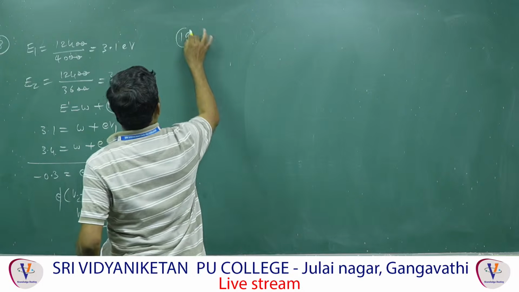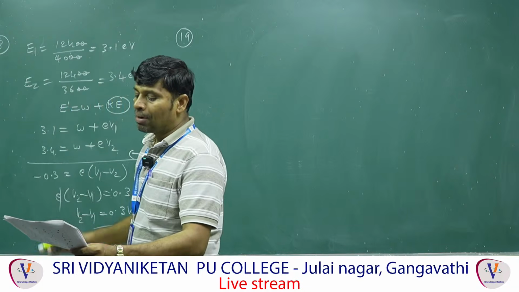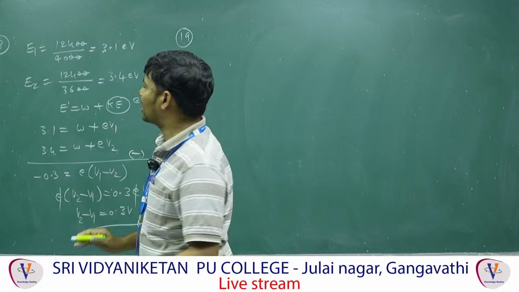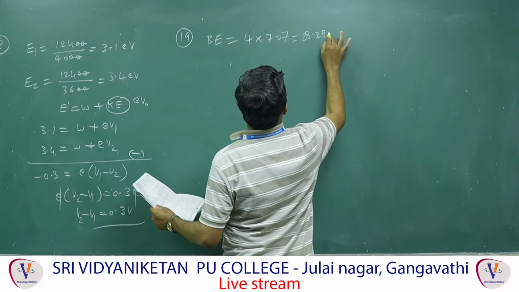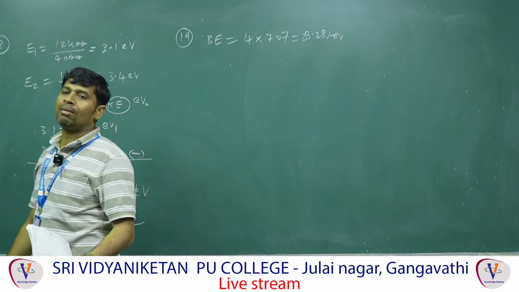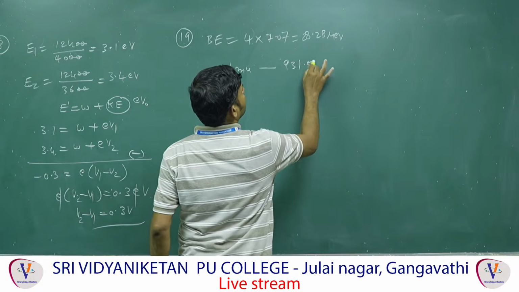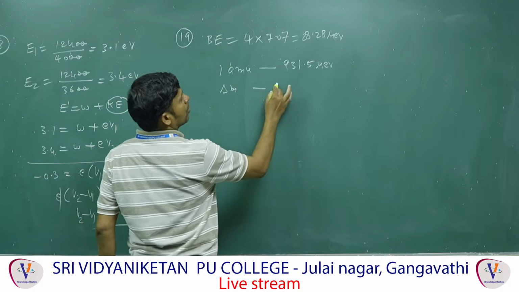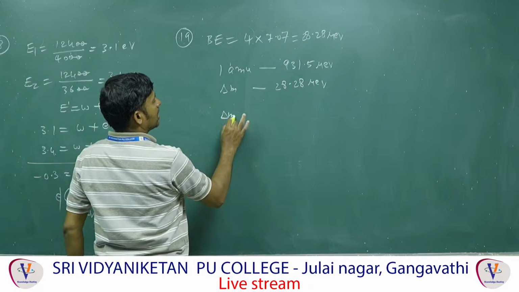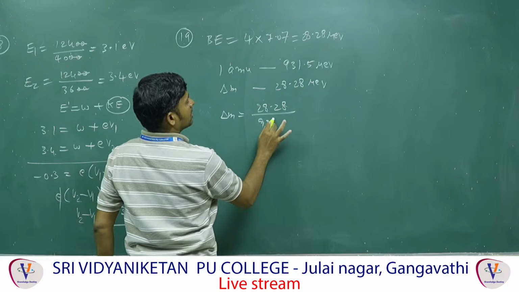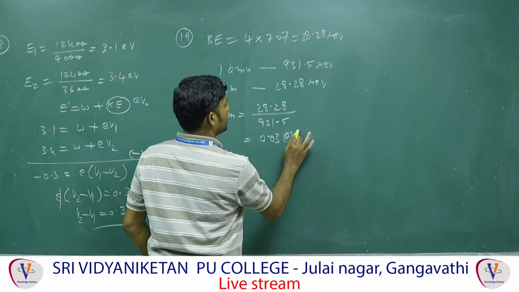Problem number 19. The binding energy per nucleon for a helium nucleus is 7.07 mega electron volts. That is per nucleon, but how many nucleons are there in total? 4. So what is the total binding energy? 4 into 7.07, that is 28.28 mega electron volts. What is the value of the mass defect, in AMU? Already we know that for 1 AMU the binding energy is 931.5 mega electron volts. Here delta M we don't know. For delta M AMU, 28.28 mega electron volts. Cross multiply them: 28.28 by 931.5. Simplifying, we get 0.03 AMU.